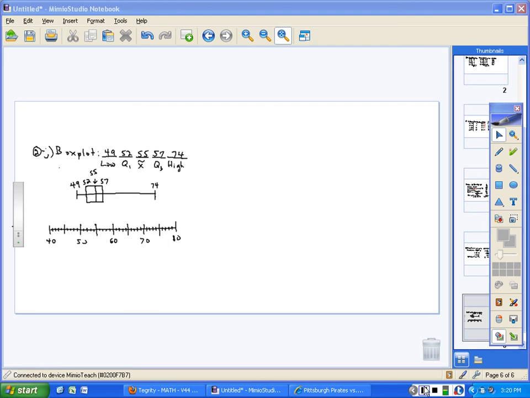Let's go on to problem number 3. Problem number 3 asks us to find the mean of the frequency table. So first I'm going to copy down the table.